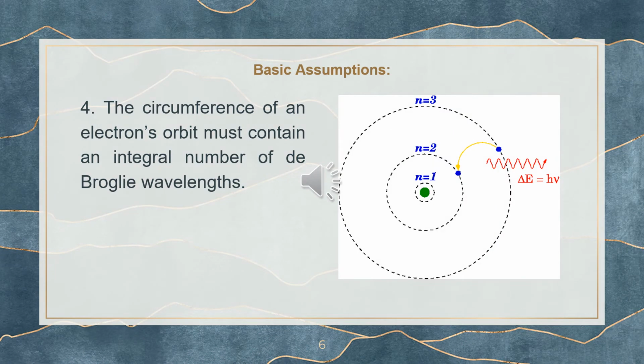The fourth basic assumption: the circumference of an electron's orbit must contain an integral number of de Broglie wavelengths. The electron can exist only in certain allowed orbits determined by the integer n.